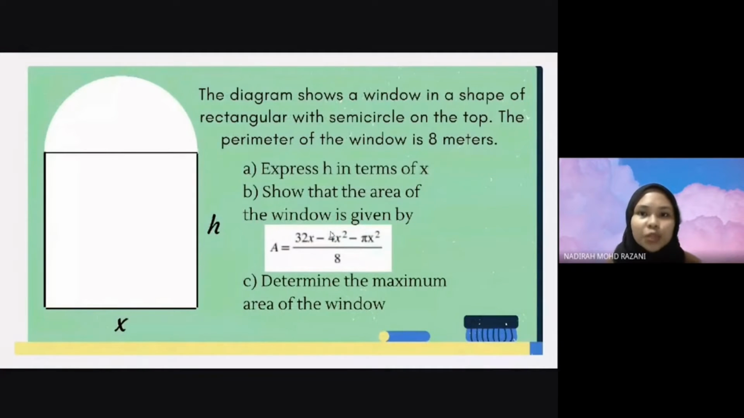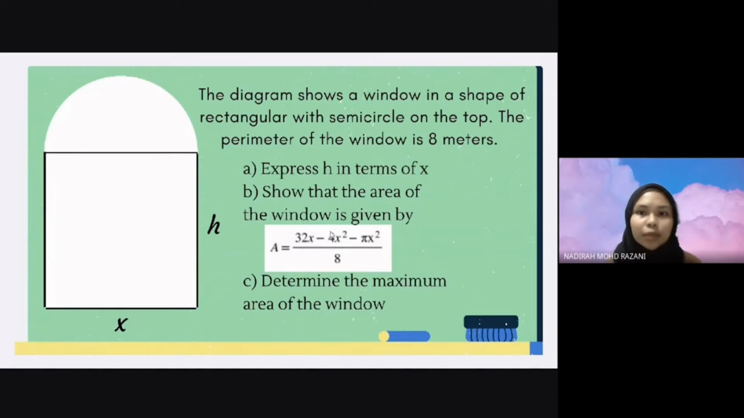The diagram shows a window in a shape of rectangular with semicircle on the top. The perimeter of the window is 8 meters. So the question asks us to find A. Express H in terms of x. B. Show that the area of the window is given by A is equals to 32x minus 4x squared minus pi x squared divided by 8. And C. Determine the maximum area of the window.